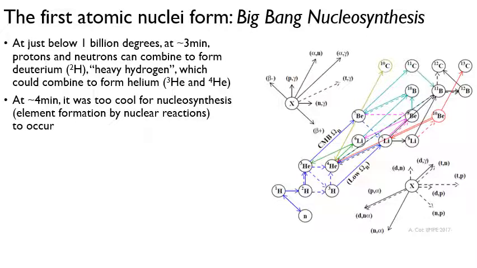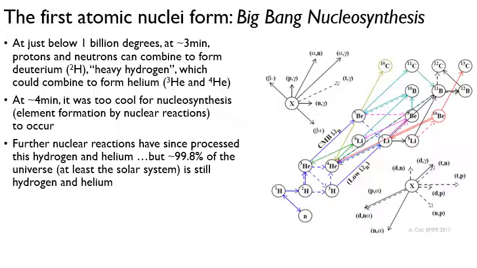So at 4 minutes, it was too cool for nucleosynthesis to occur. So that means nuclear reactions creating elements. So you have about a minute, from about 3 minutes to 4 minutes, that the early light elements in the universe were made.